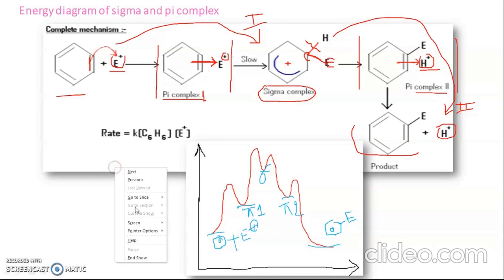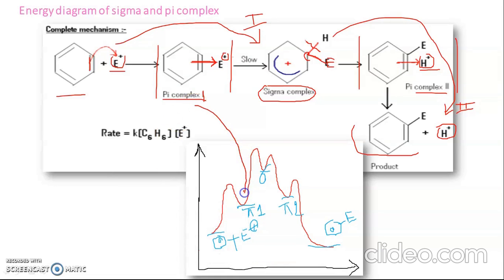Okay, see. So this pi complex 1, if you call it an intermediate, and this is our actual Arenium ion intermediate. So this is the sigma complex, and pi complex 2 is this one. This is the activation energy for the formation of the pi 1 complex. This is the activation energy for the formation of sigma, which you can understand is higher than the previous activation energy, and this is for the pi 2.